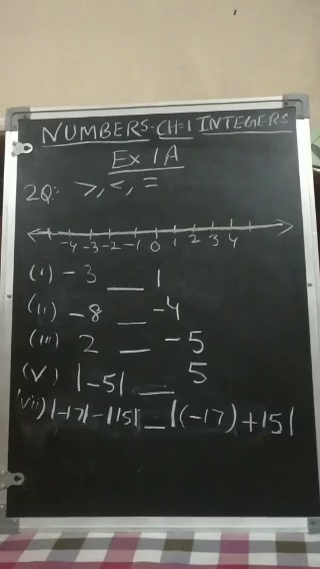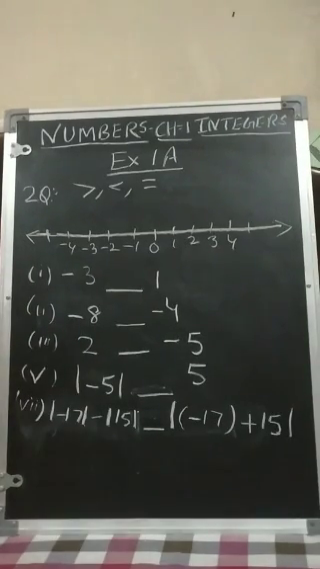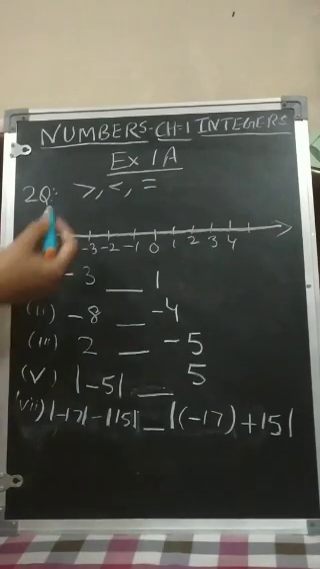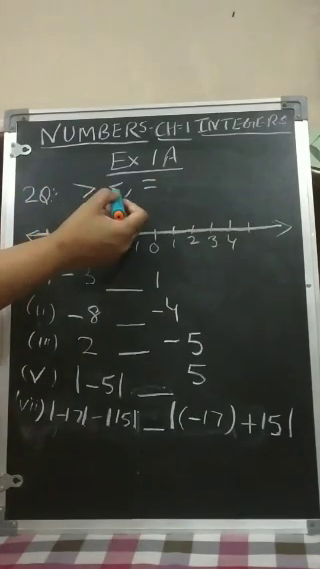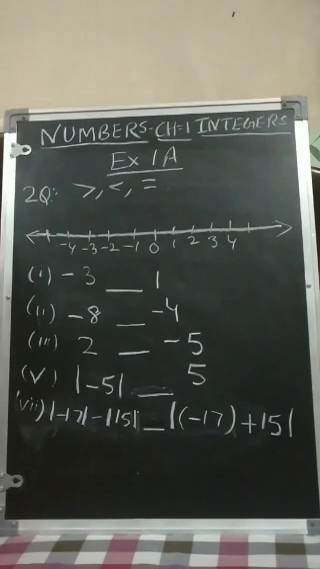Okay, now we will start our exercise 1A, page number N5. Second question, we have to put the sign greater than, smaller than or equal to. For solving this sum, first of all you can make the number line. Afterwards you can see, some parts I will solve for you.